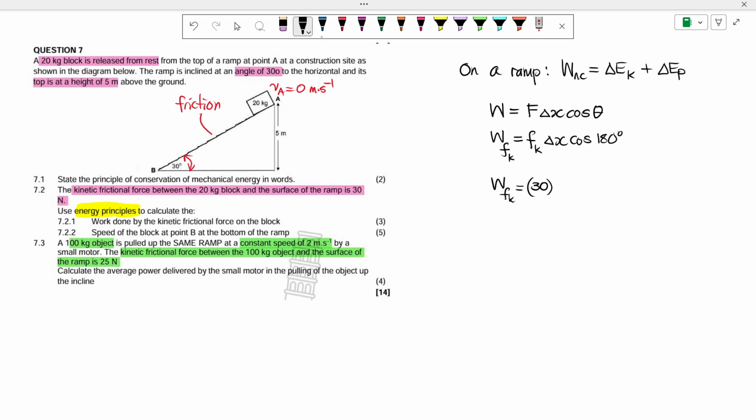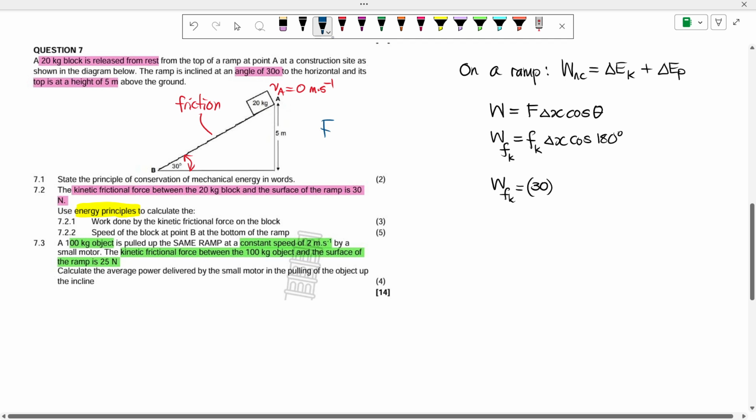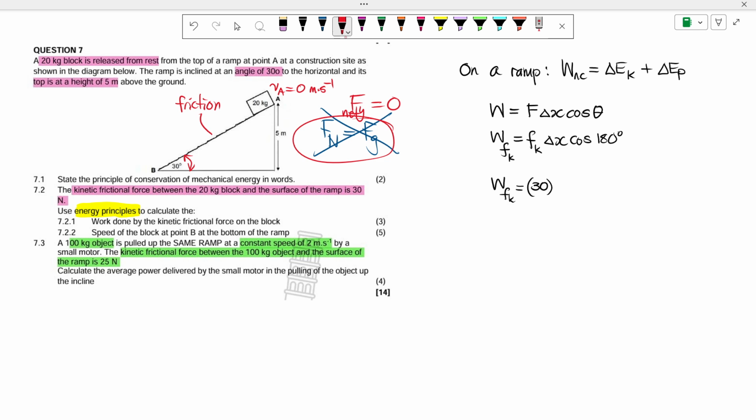Yes, Lubabalo. Wait, so we can say Fn equals Fg? No, we can't say Fn is equal to Fg like that. We have to solve for the forces that are going in the y direction to be 0. All the forces, you can say F net in the y is equal to 0. Because if you say that, it means you're guessing, and unfortunately that's what some of the teachers say, and it's completely wrong. We can't say Fn equals Fg. We have to draw a free body diagram.